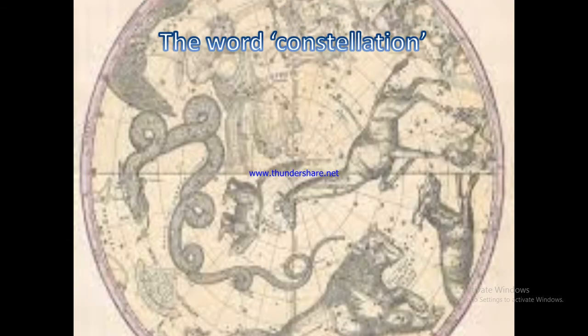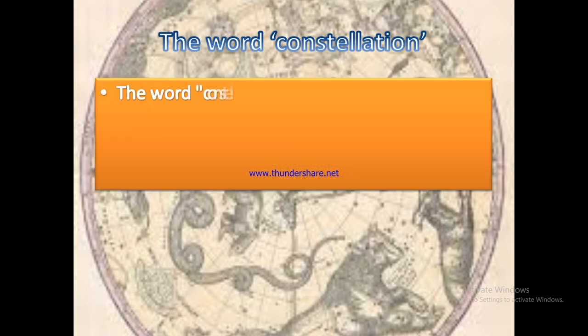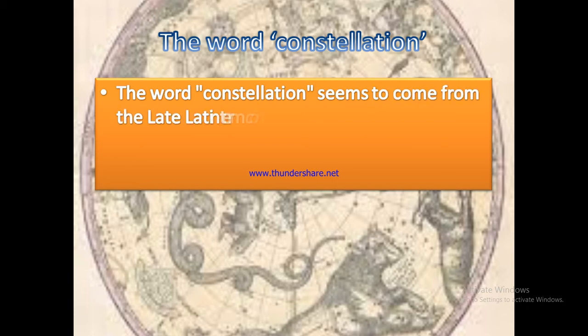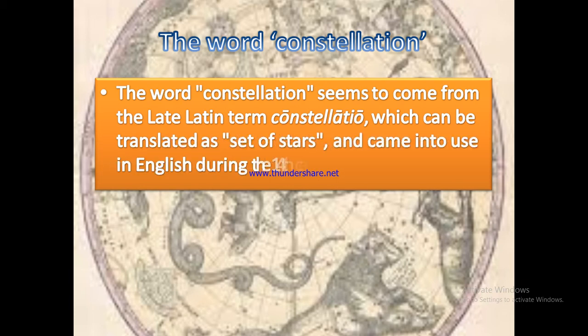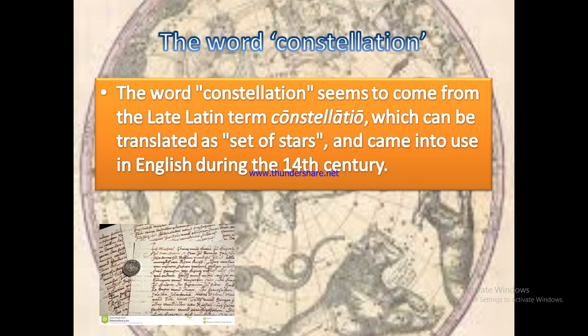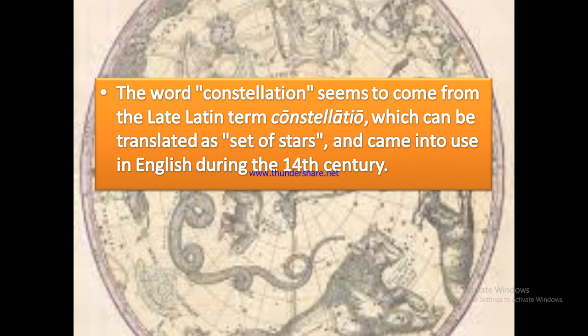The word constellation. The word constellation seems to have come from the late Latin term constellatio, which can be translated as set of stars, and came into use in English during the 14th century.